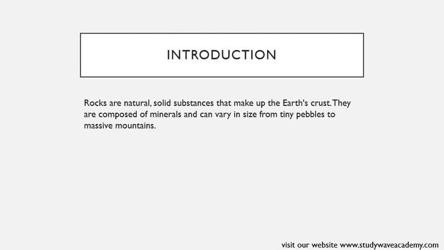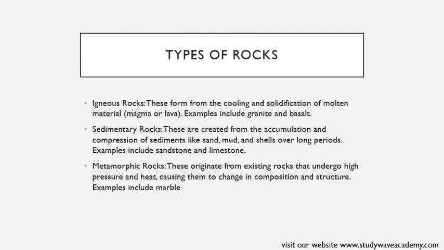Rocks are made up of tiny pieces called minerals. Each type of rock has its own unique combination of minerals. So we are going to be looking at the different types of rock. There are three main kinds of rock, okay?